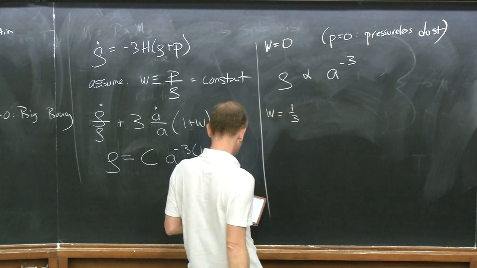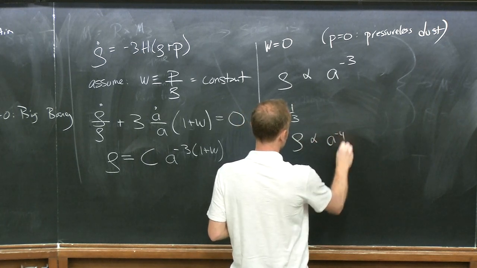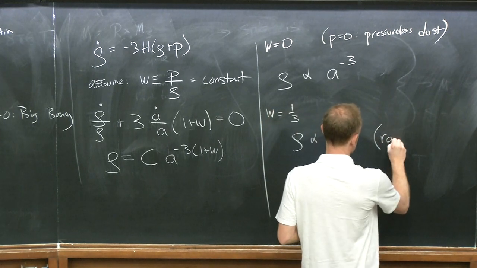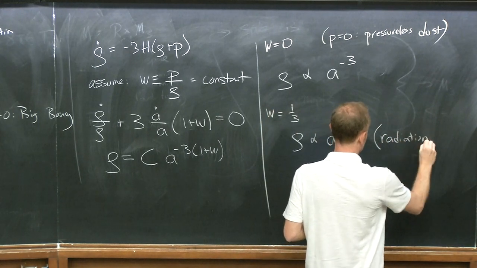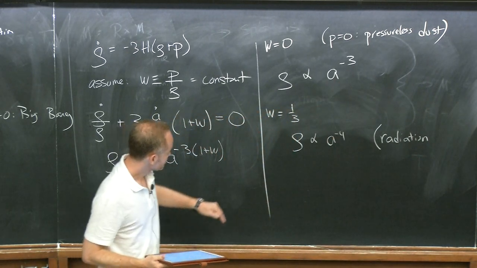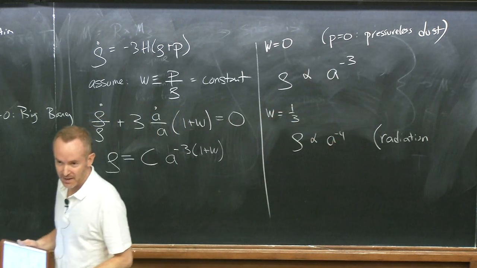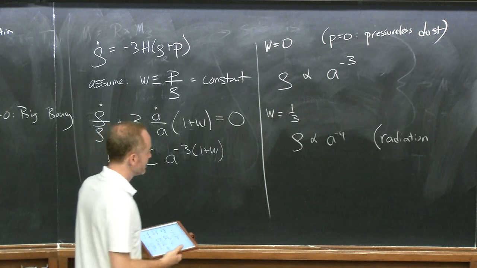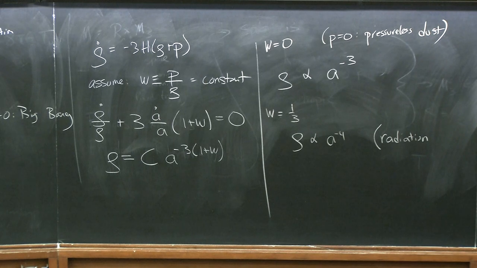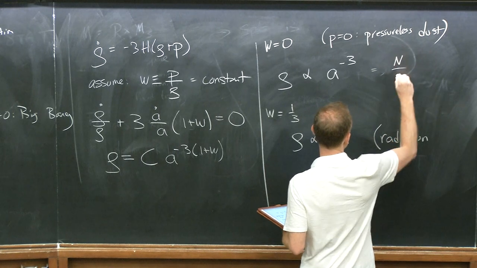W equals a third gives us rho scales as a to the minus 4. That's the equation of state of a gas of photons, of radiation. So this you can understand, this a to the minus 3. It's very simple. You have some number of massive particles, and a cubed is the volume. So if the number is conserved, then rho will decrease like 1 over volume, right? Rho is n over v, number of particles divided by volume.